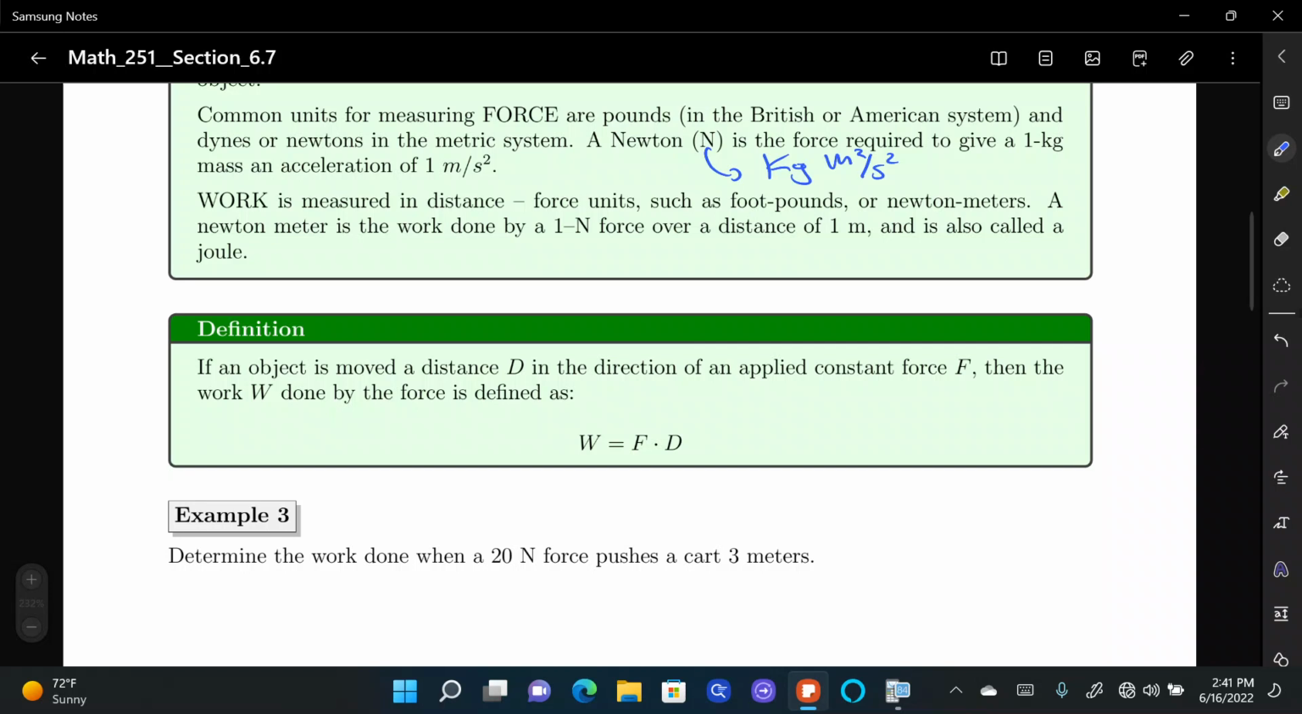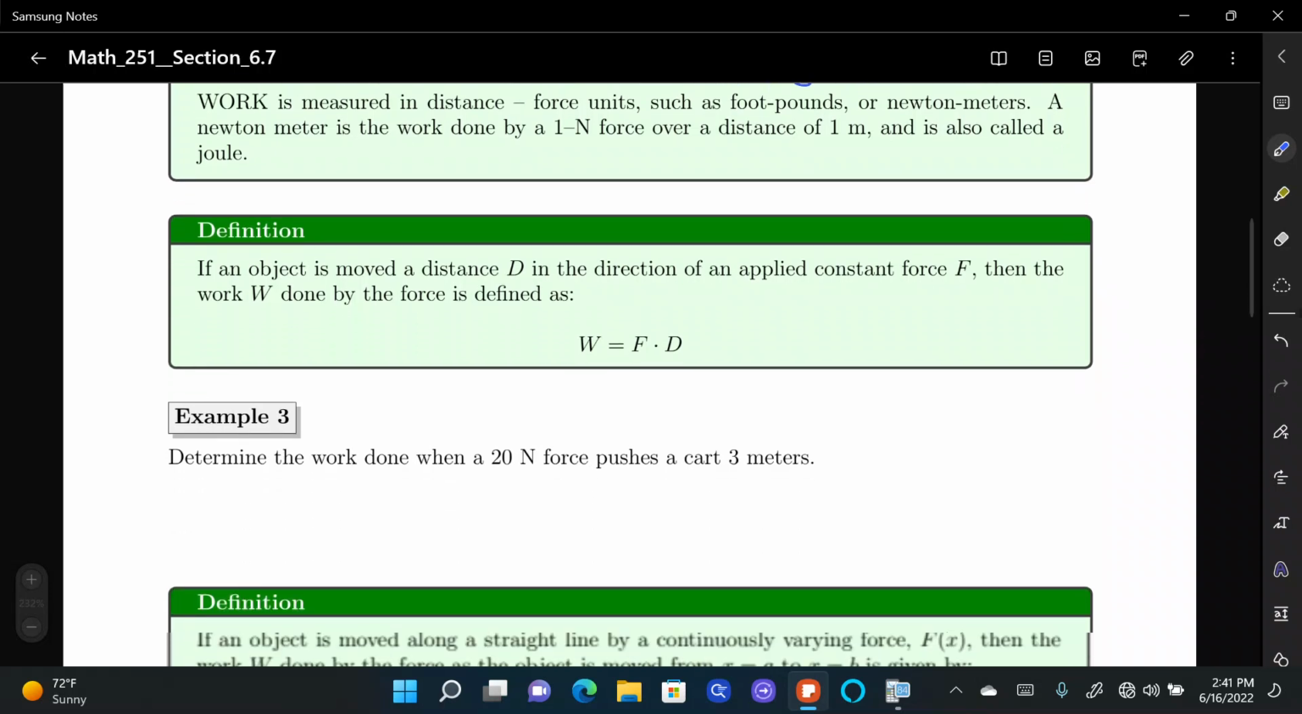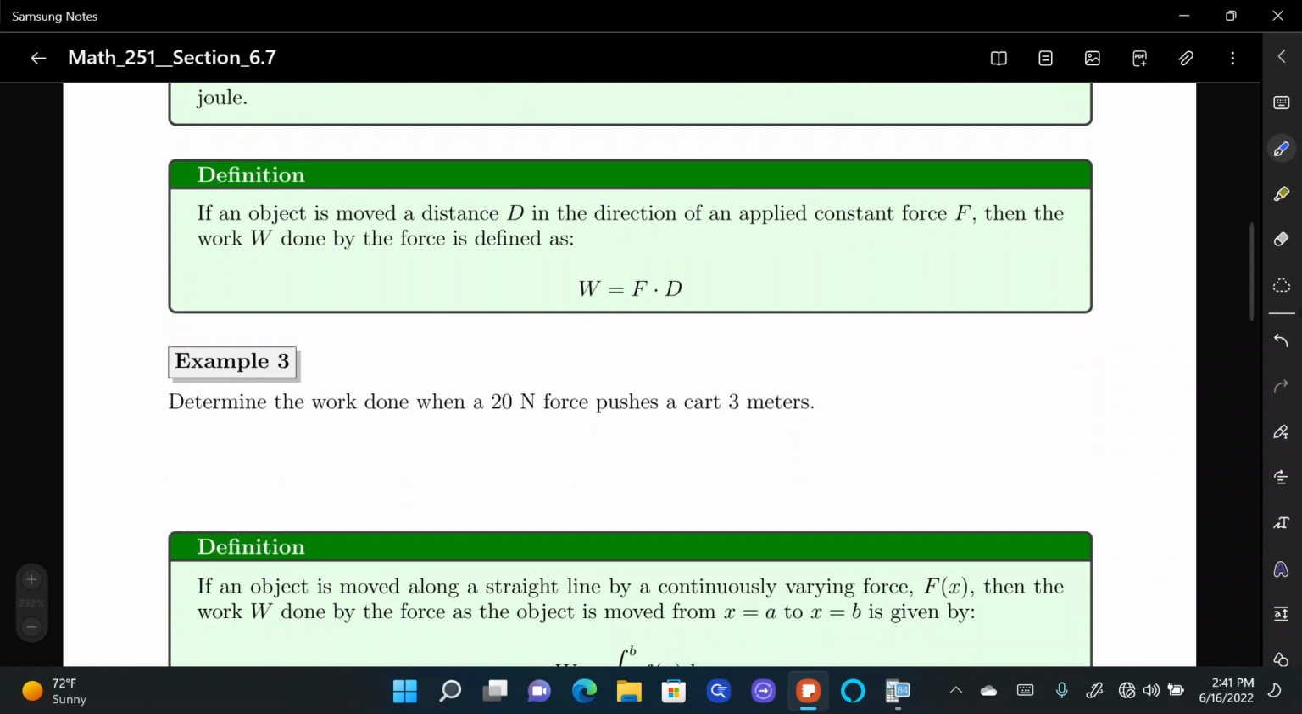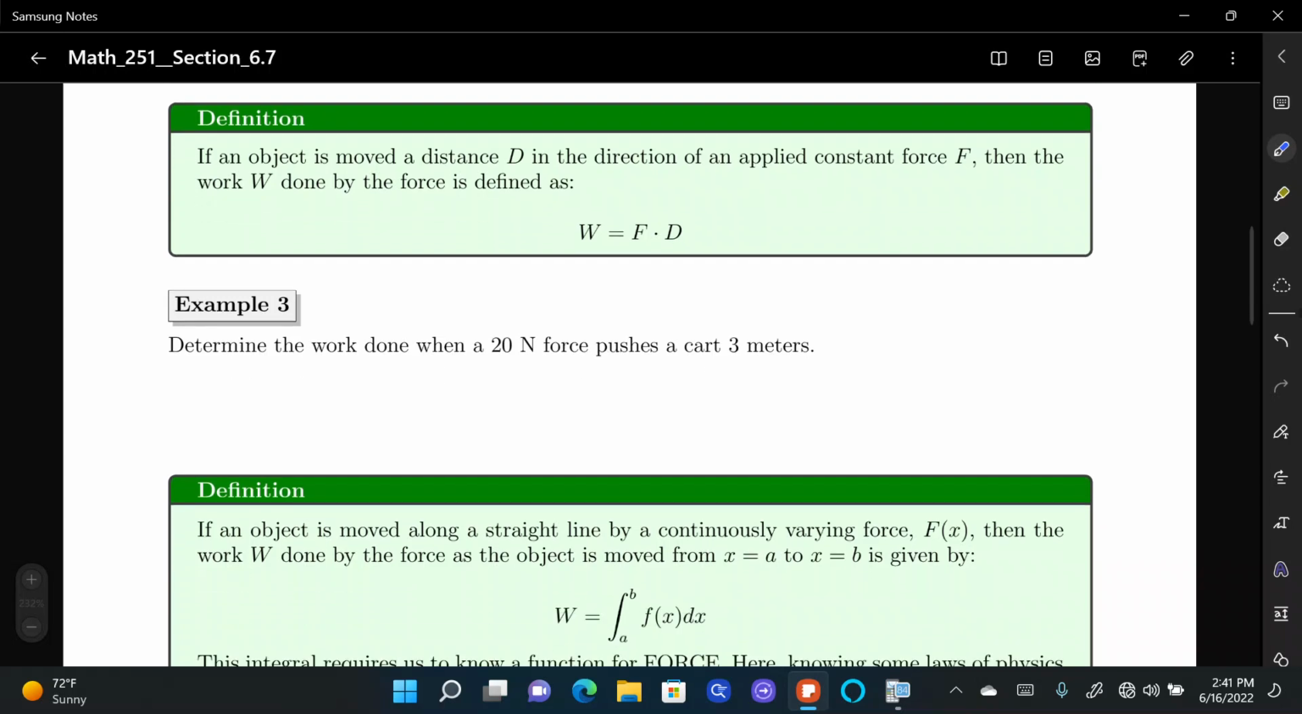So, even in the simplest case, when you just push a chair, or when you move something heavier, when you push this table right here, there's a point in which you get tired, the force is not the same, so the force is variable, even in the simplest case, right? So when it comes to the simplest case, well, let's determine the work done when a 20 newton force pushes a cart throughout 3 meters.